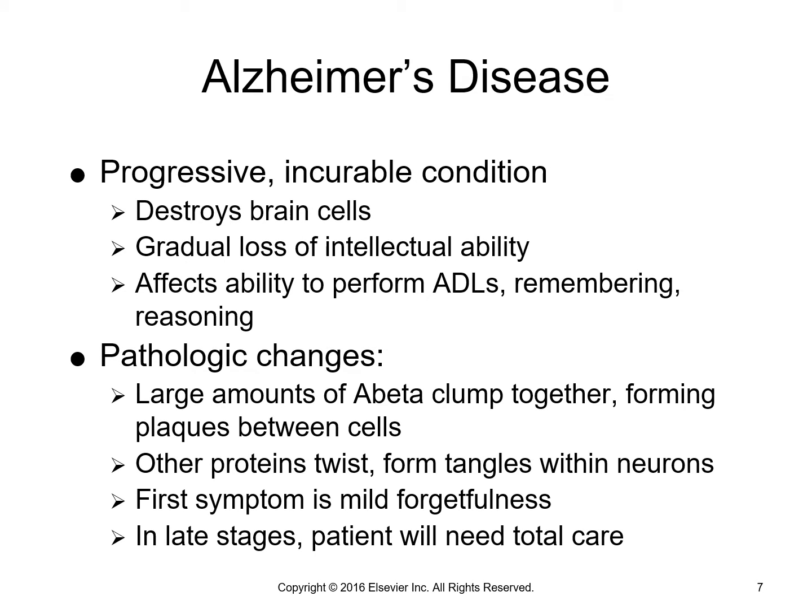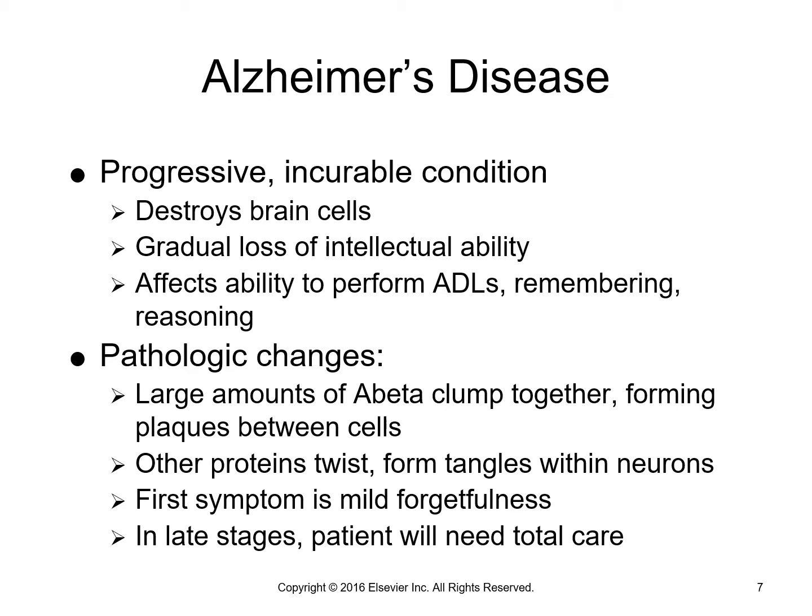So let's talk about Alzheimer's disease. Alzheimer's disease is progressive and incurable. It destroys brain cells with a gradual loss of intellectual abilities such as memory, and changes in personality as well as behavior. It mainly affects their ability to perform activities of daily living, remembering, as well as reasoning.